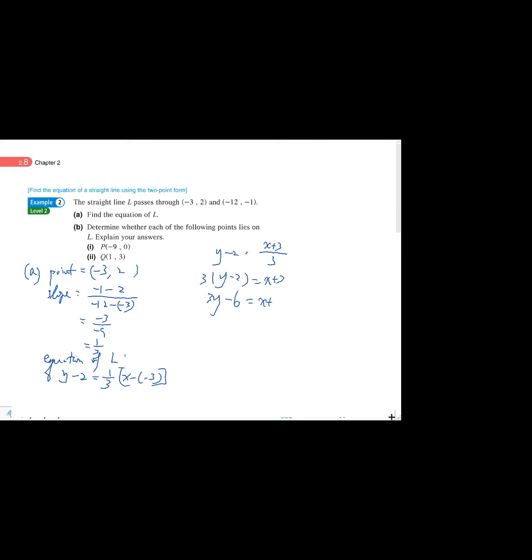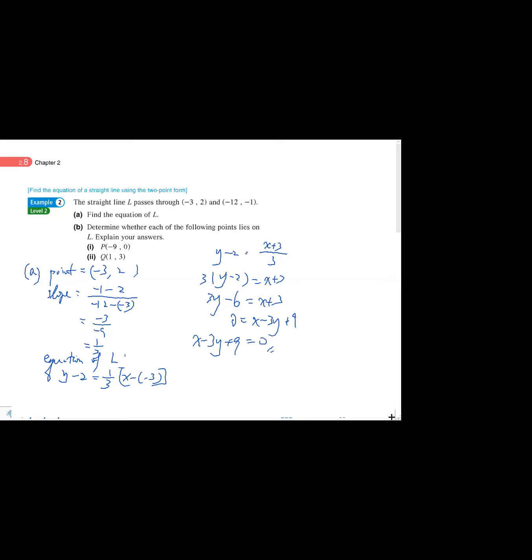Okay, 3y minus 6 is equal to x plus 3, and then we move all the terms to one side, and I want to keep the x positive, so that should be on the right. So x minus 3y plus 3 plus 6 becomes plus 9. Okay, so finally, the equation of L will be x minus 3y plus 9 equals 0. Okay, so that is part A, and then in part B.